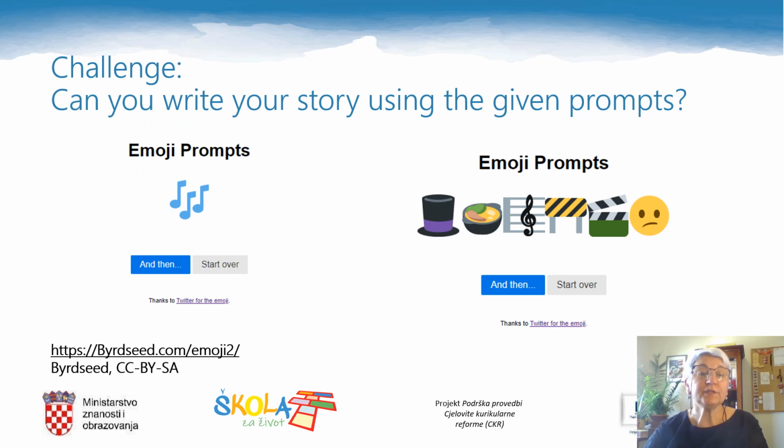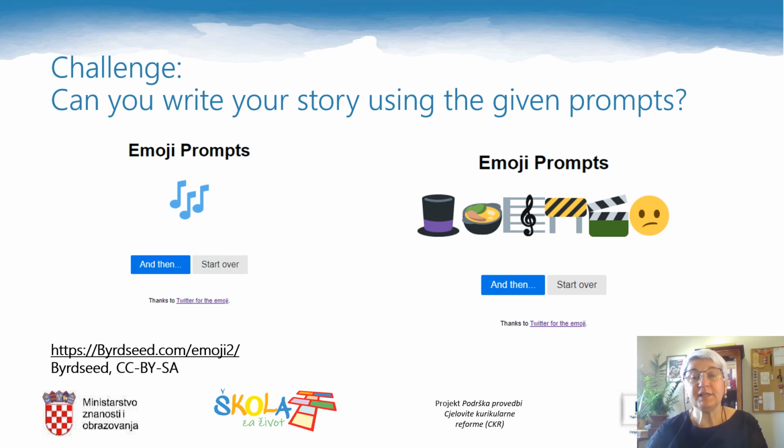If you have written the text, it's time for a challenge. Can you write your story using these prompts? There is a very nice page called Emoji Prompts, and you can find the link to it in the left-hand side of the slide, birdseed.com emoji 2. How does it work? You click on the first prompt and it gives you your next prompts. You use them to talk about a topic or to write your story.